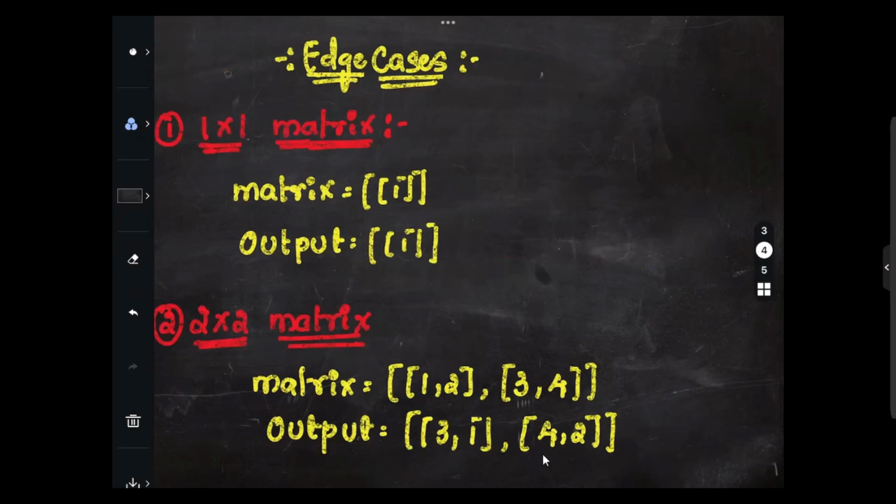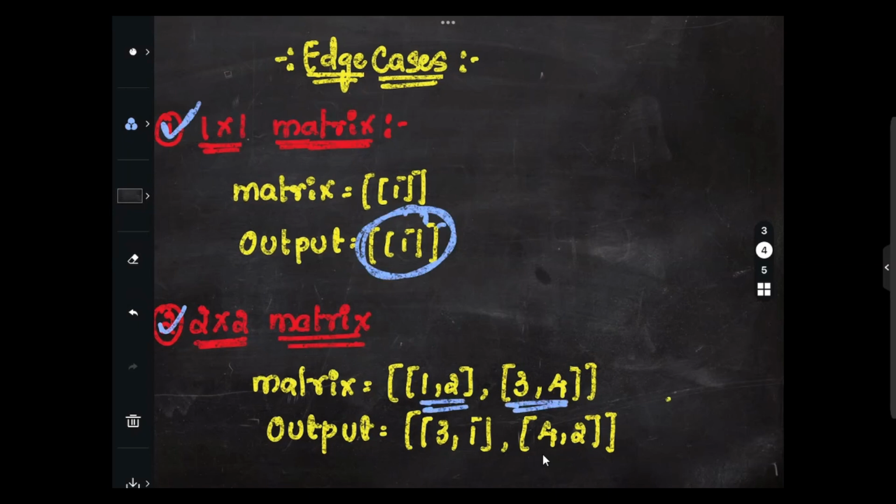The first edge case that we need to discuss here is 1 into 1 matrix. So when I say 1 into 1 matrix, we have only one element here, so no change here. We don't have to go with any change, as rotation has no effect on a single cell here in this case. So we'll return the same element as output, right? 1.